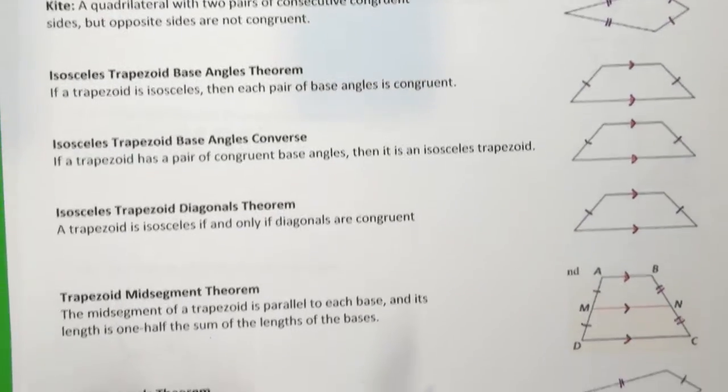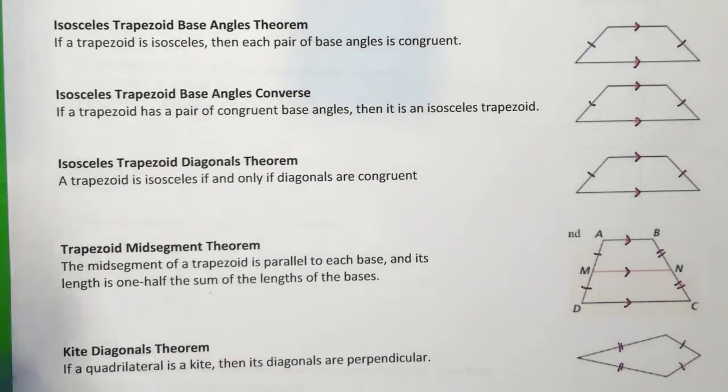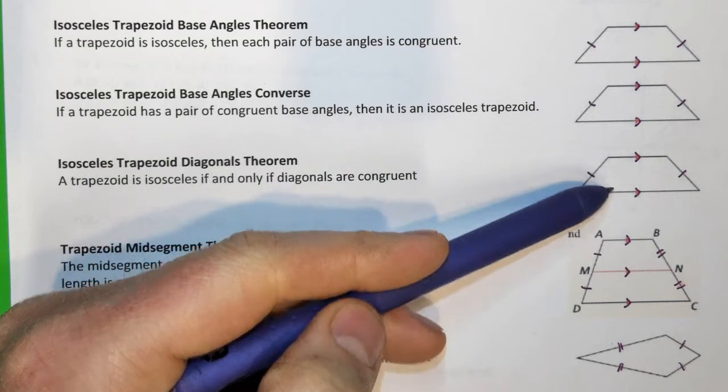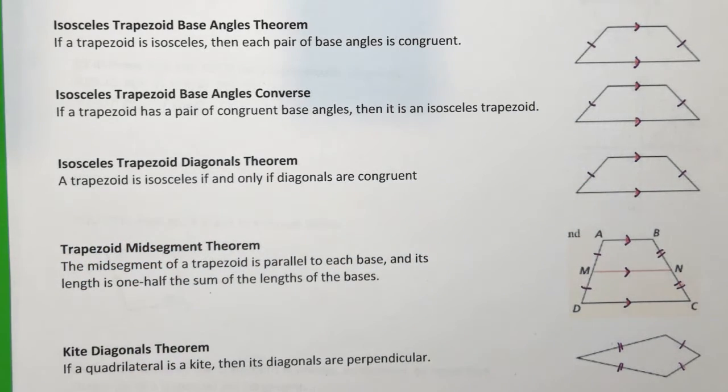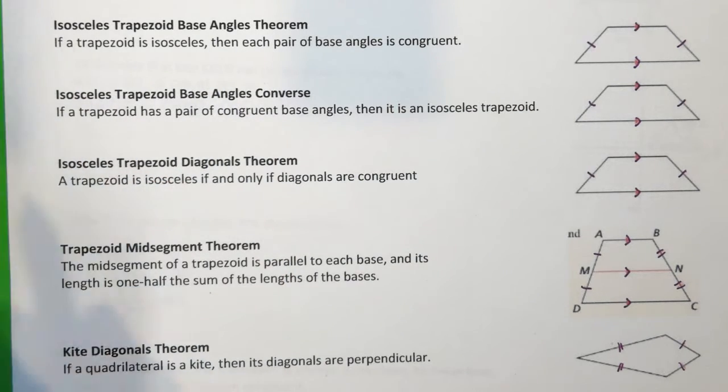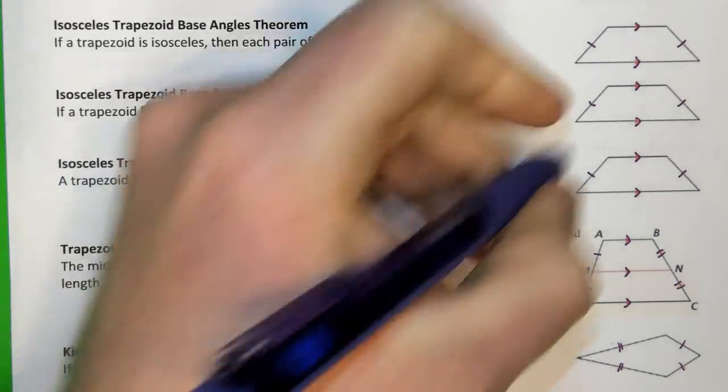Okay, so now once you have those basic shapes, here are a couple of theorems that you can use that are going to kind of bump them up. Right off the bat, if you hadn't noticed already, most of these are about the isosceles trapezoid because that's a little bit more strict and there's a little bit more to go off of there. So, the isosceles base angles theorem says that if a trapezoid is an isosceles trapezoid, then each set of base angles is going to be congruent.